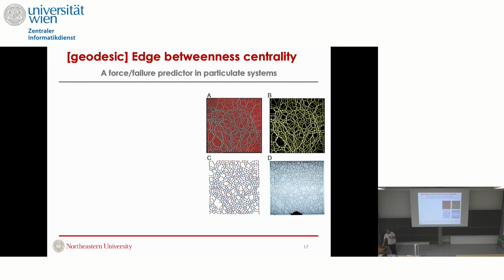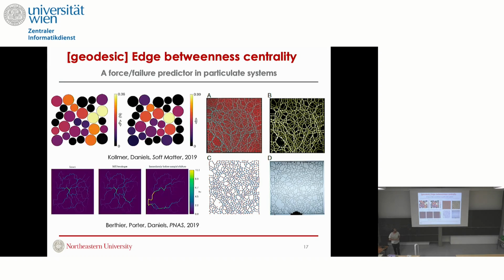So there is this work by Karen Daniels' group on granular packing, which inspired what we did next. The idea was that the geodesic edge betweenness centrality of any given packing can be a descriptor of where the highest forces are within the system. Meaning, if I visualize forces, and I calculate this edge betweenness centrality, which I will explain in a second, there is a very direct correlation between the highest forces and the highest edge betweenness centralities.